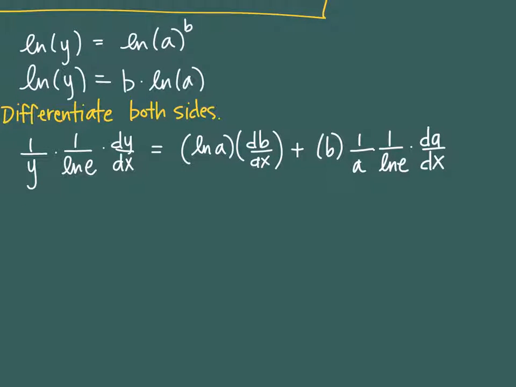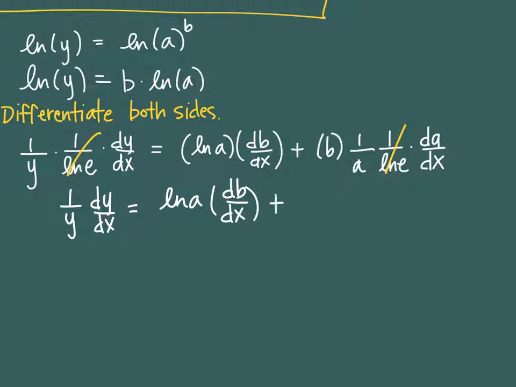Now all the natural log of e's are going to be 1. So that's gone, that's gone. So we're left with 1 over y dy/dx equals ln of a times db/dx plus b over a times dA/dx. I know those are a lot of letters, but what am I trying to find?